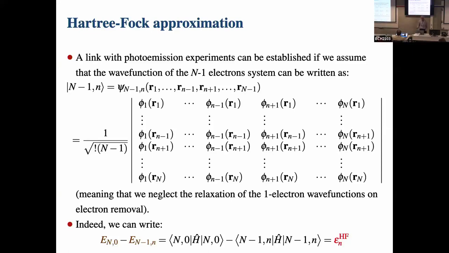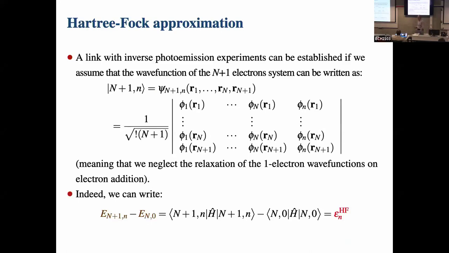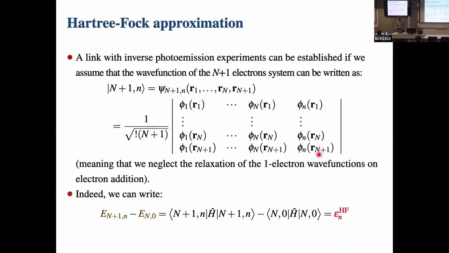So when we do that, we obtain that the energy difference between the ground state of the N electron system and the energy of the N minus one system in the excited state n is exactly the eigenvalue of the Hartree-Fock system. And in the same way, if we add one line and one column, so here I've added the wave function for state small n, and here I've written an extra line for the extra electron. The result for the difference between the energy of the N plus one electron system in the excited state n and the energy of the ground state is the eigenvalue of the system.